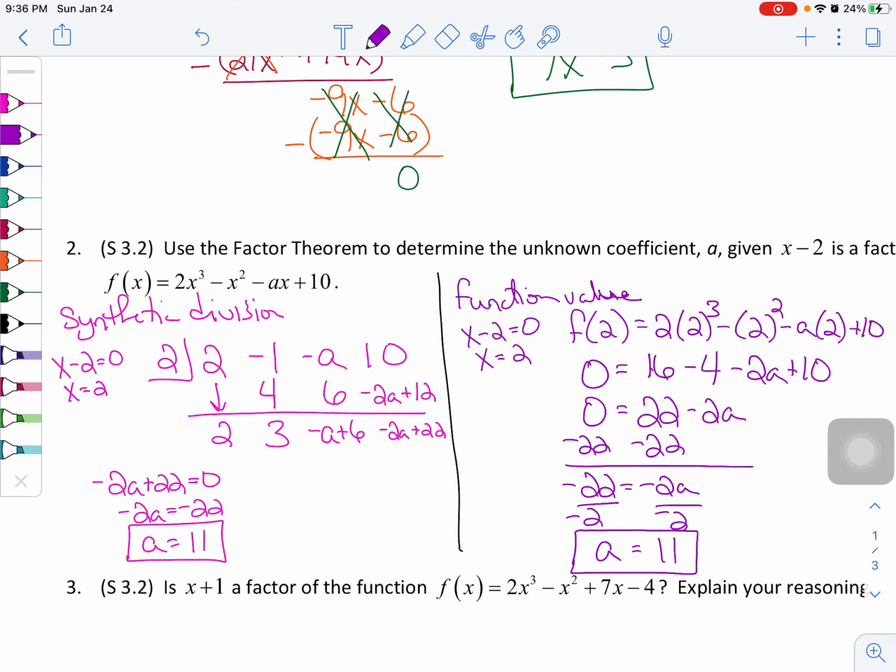which is not shocking at all because these two methods, while completely different, should still get you the same answer, and they do. So whether you do problem number 2 with synthetic division or the function value, it just depends on what makes sense, but please be careful when you do it that you know where all the pieces go.